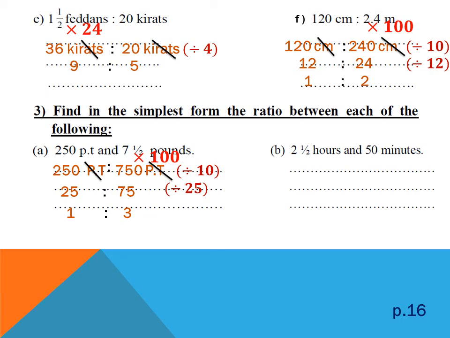2.5 hours and 50 minutes. The larger unit here is hours. Multiply hours by 60. 2.5 by 60 equals 150 minutes. And 50 minutes, write the ratio to 50 minutes. Now we have the same unit, cancel the unit, and start to simplify the ratio. Divided by 10, it's equal to 15 to 5. Now we have in the unit 5 and 5, divide both of them by 5. 15 divided by 5 is equal to 3, and 5 divided by 5 is equal to 1. And this is the simplest form.